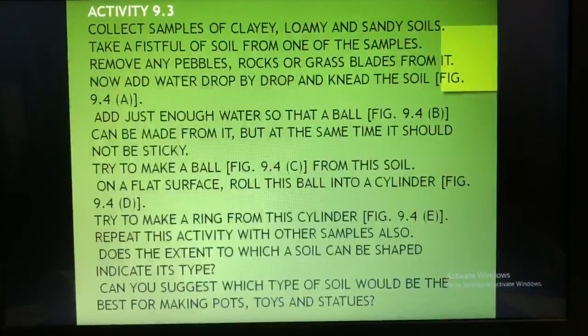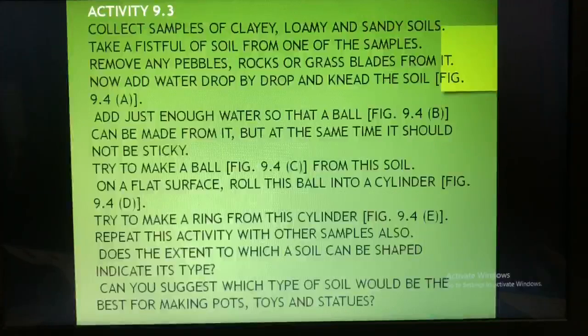Now add water drop by drop and knead the soil as in the figure 9.4. Means what? You have to put the water and with both the hands you have to try to knead it. How you do for atta and all, how you knead it, like that you have to knead it. Add just enough water so that a ball can be made from it. So you have to try to make a ball out of it. But at the same time it should not be sticky. So what it should be? It shouldn't be sticky.